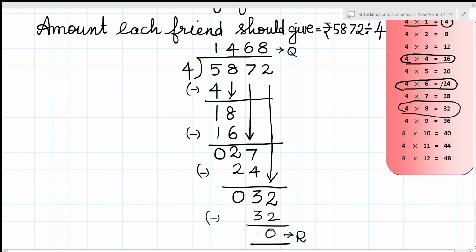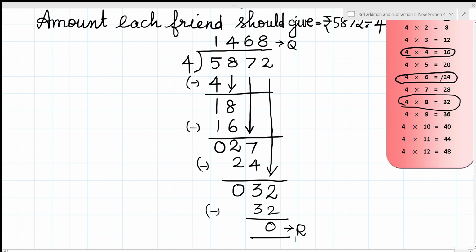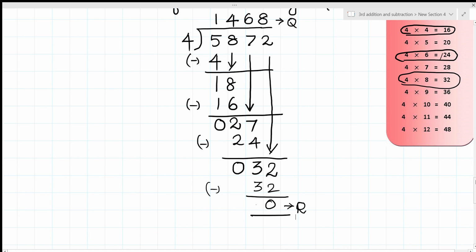Listen children, the quotient is the answer. That means the amount each friend should give. So how much each friend should give? Yes, rupees 1468. This is the answer.